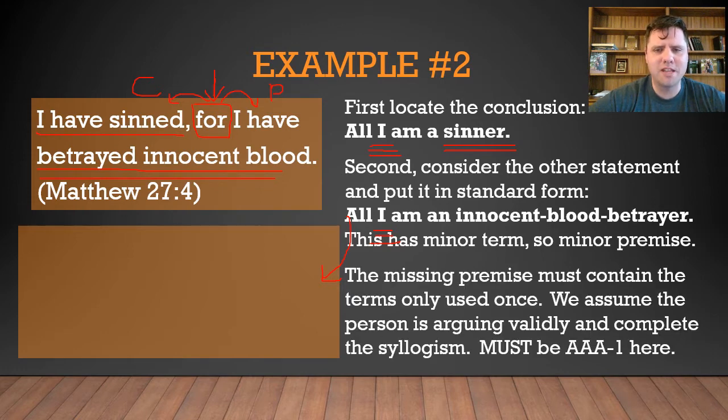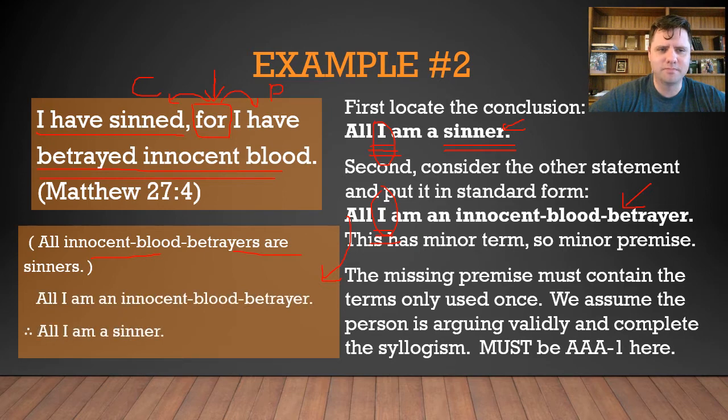The missing premise must contain the terms used only once. So we've used I already in both of these. We've only used sinner once, and we've only used innocent blood betrayer once. So those are the two words that are going to go into our major premise. And so I'll put them all up here. Here is the conclusion that we were given, all I am a sinner. We knew that the second one must be the minor premise, so it goes second in order. So all I am an innocent blood betrayer.